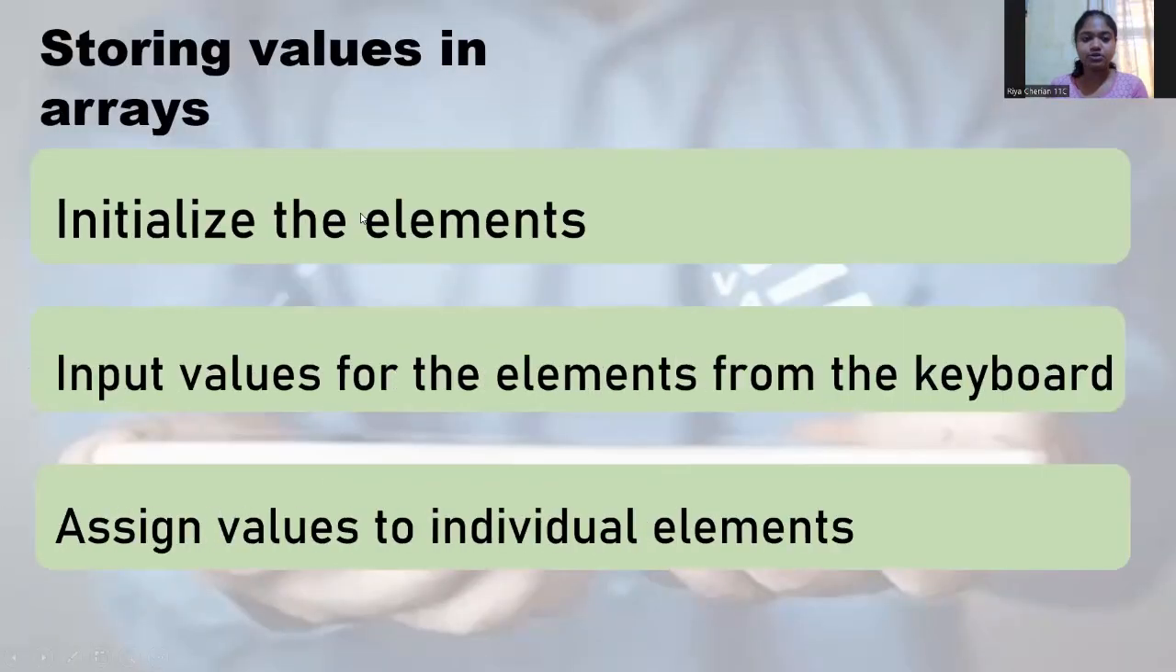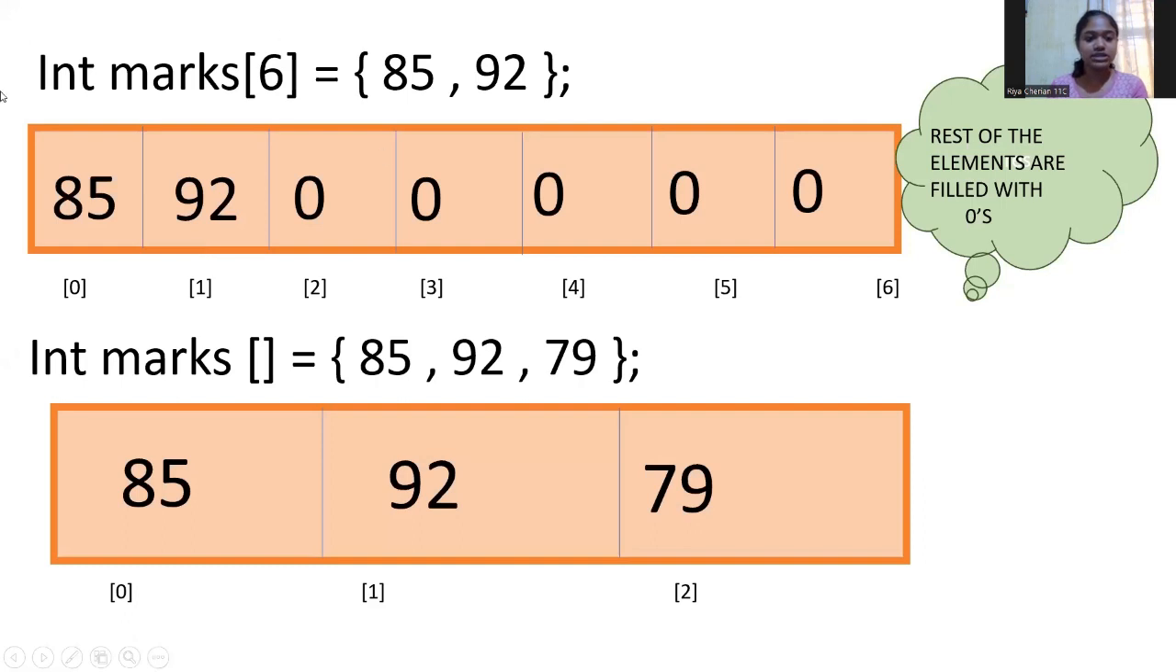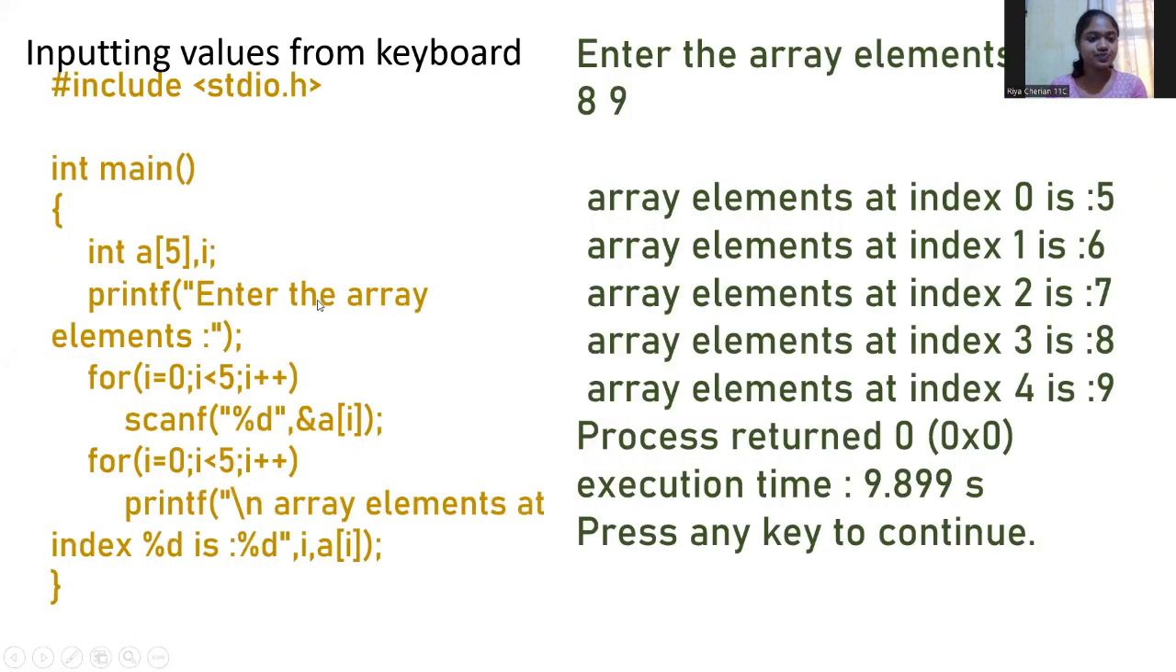Storing values in an array. To store value in an array, there are three methods, that is initializing the elements, input values for the elements from the keyboard, assign values to the individual elements. Initializing arrays during declaration. Syntax is type, array name, size, and list of values. Here int is the type, marks is the array name, and 6 is the size, and this is the list of values. And these are few more examples.